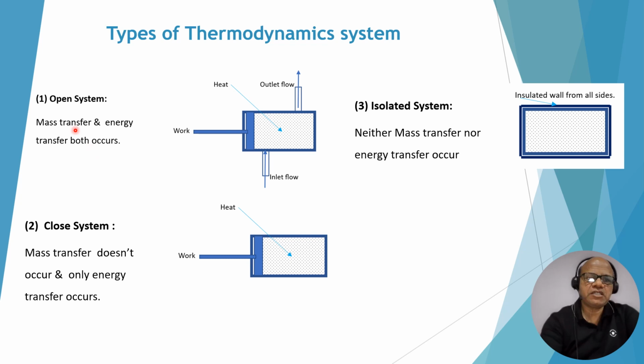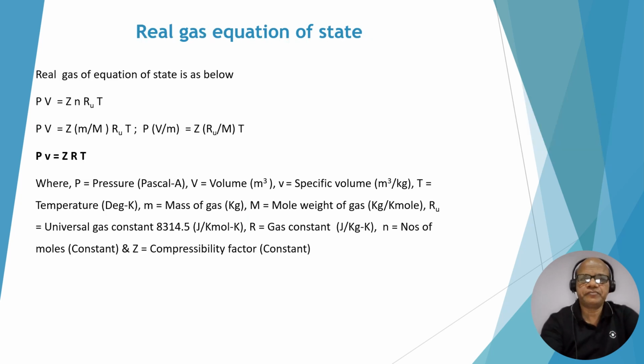Types of thermodynamic system: open system, closed system, isolated system. In an open system, mass transfer occurs, and energy transfer as well. In a closed system, mass transfer doesn't occur, but there is energy transfer. In an isolated system, neither mass transfer nor energy transfer occurs.